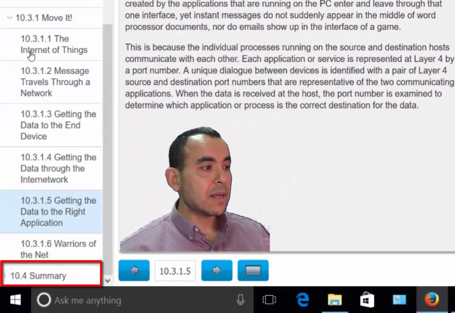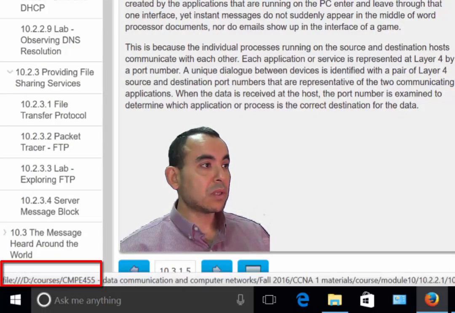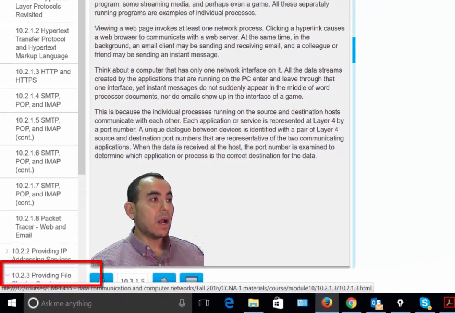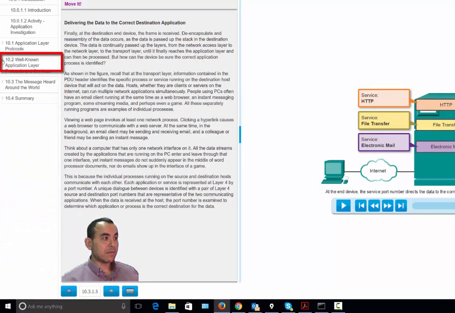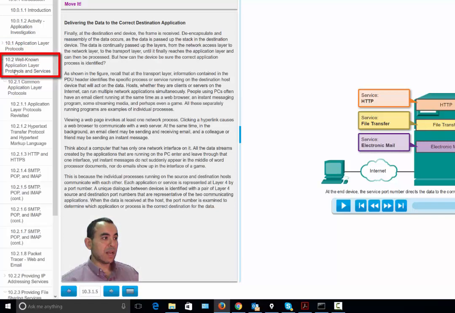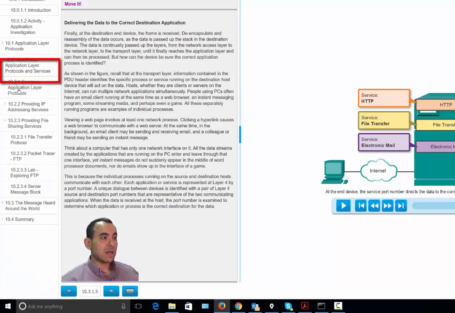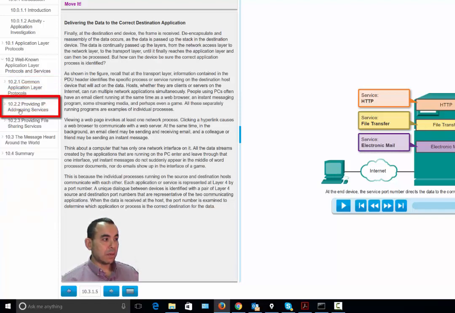So to summarize, in this chapter we talked about the application layer protocols. We talked about the basics of the application layer protocols, including peer-to-peer and client-server models. We talked about well-known application protocols, which we have divided into three sections: the common application protocols like HTTP and SMTP; protocols to provide IP addressing like DNS and DHCP; and protocols for facilitating file sharing like FTP and Server Message Block.